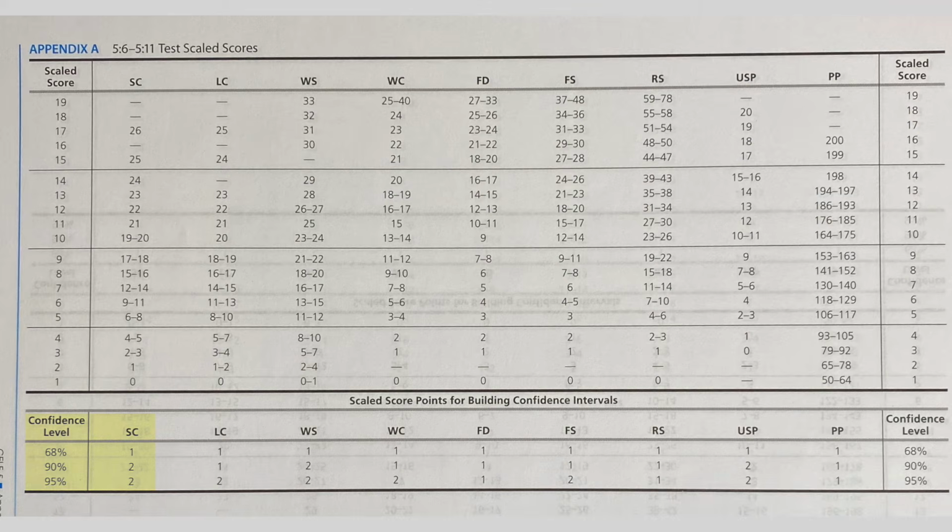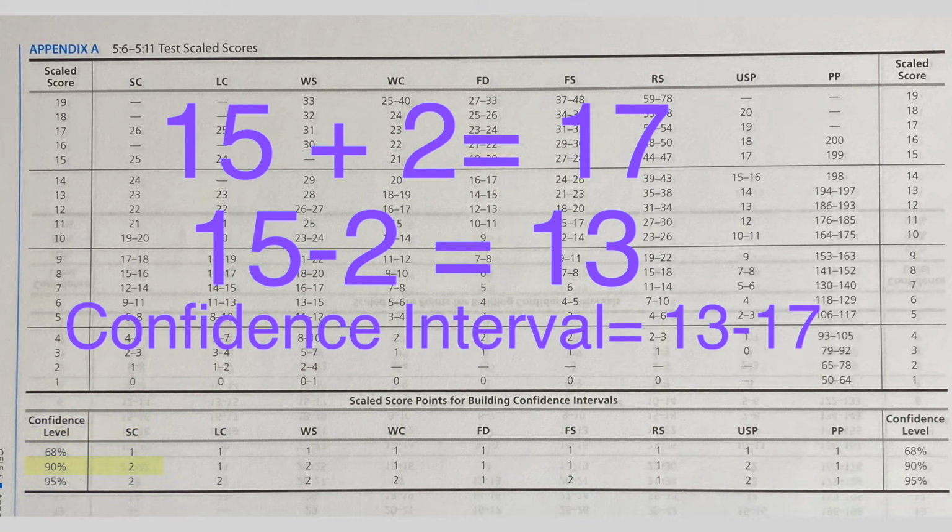In order to find the confidence interval, you're going to want to go to the bottom of the table and pick which one is your preference. I typically do 90 to 95, but it's totally up to you. So if I were to choose a confidence level of 90%, that means the plus or minus number is 2.